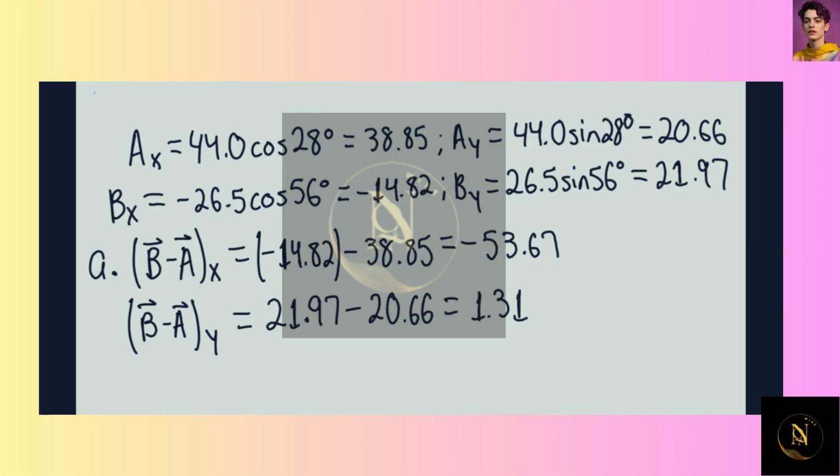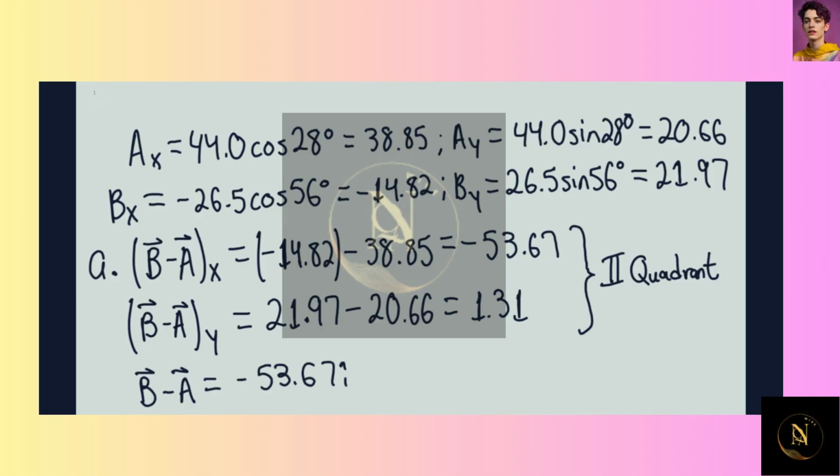And note, again, we have a positive y component and a negative x component. So here it's going to be a second quadrant. And if that's the case, let's write it in vector form first. This will equal negative 53.67 i hat plus 1.31 j hat.